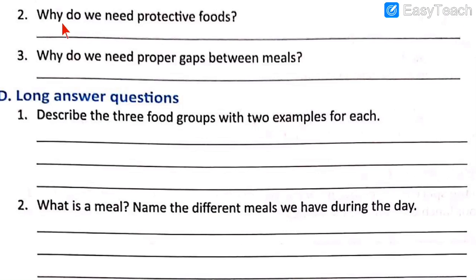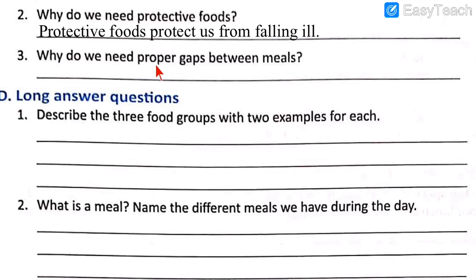Next, question number 2. Why do we need protective foods? What is the need of protective foods, like fruits, vegetables and nuts? Why do we need to eat those foods? Here is the answer. Protective foods protect us from falling ill. That's why we need protective foods. Why do we need protective foods? Because protective foods protect us from falling ill.